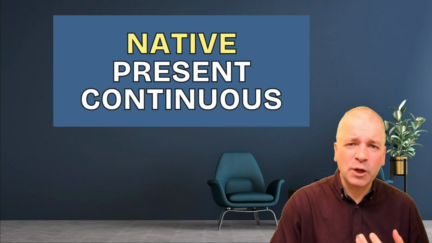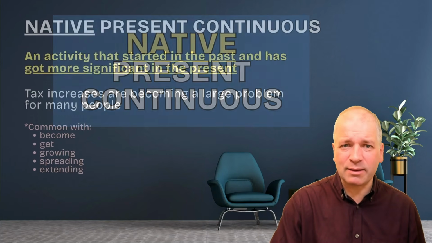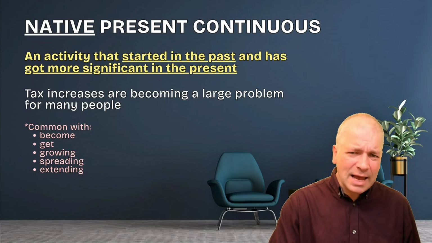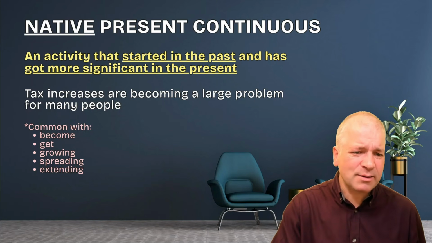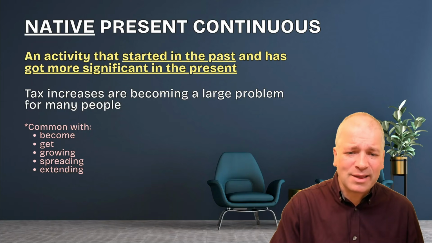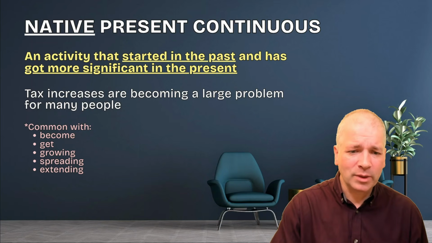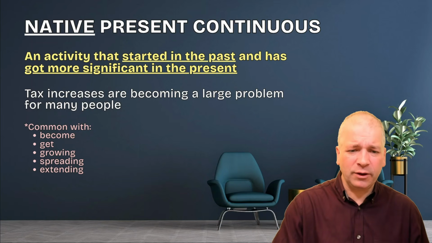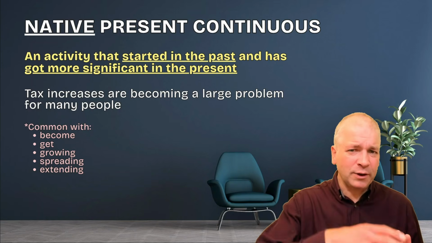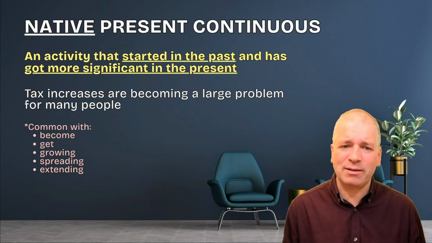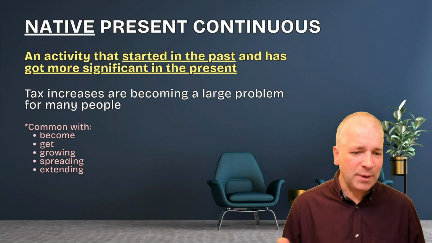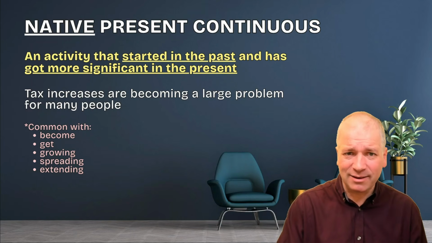Now for native use of the present continuous tenses. We use the present continuous tense for an activity that started in the past and has got more significant in the present, such as "tax increases are becoming a large problem for many people." So it's become significant. It wasn't so significant in the past, and now it is. We often use the verbs become, get, growing, spreading, extended in this way.